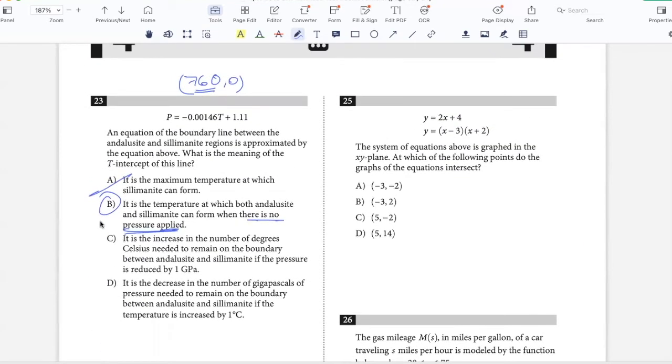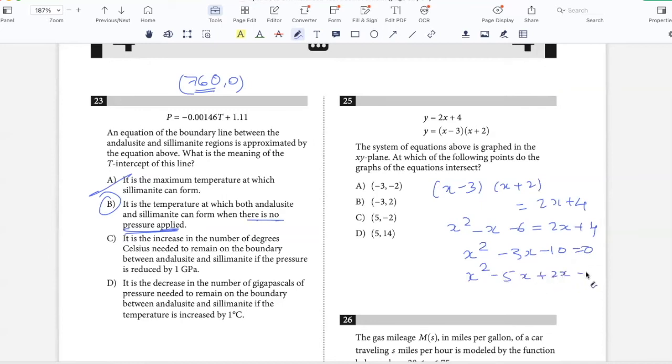Okay, the system of equations above is graphed in the xy plane. At which of the following points do the equations intersect? Okay, so x minus 3 times x plus 2 should be 2x plus 4. So x squared minus x minus 6 is 2x plus 4. x squared minus 3x minus 10 is 0. So x squared minus 5x plus 2x minus 10 is 0. So x minus 5 into x plus 2 is 0. So x can be 5 or negative 2.